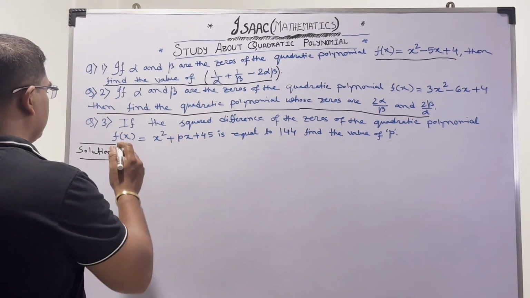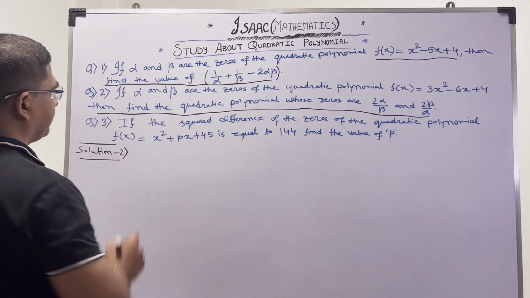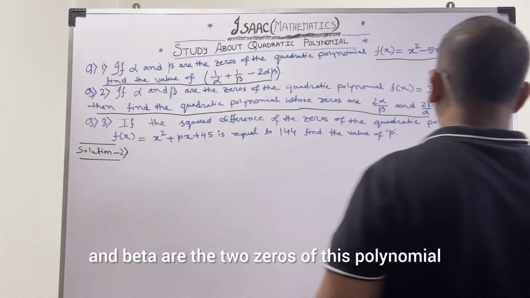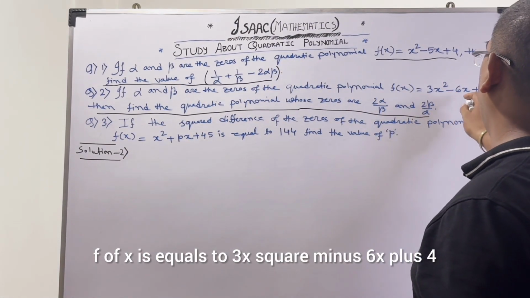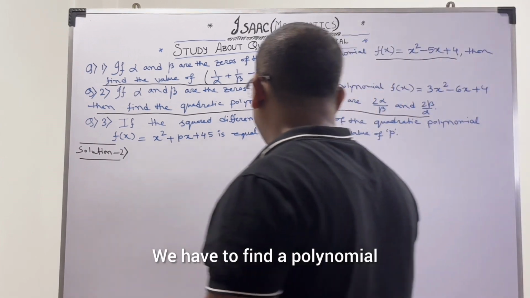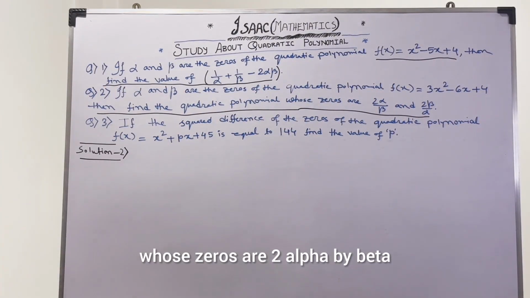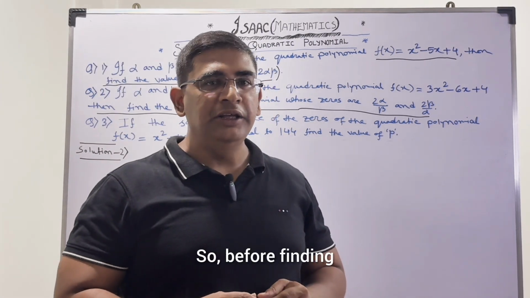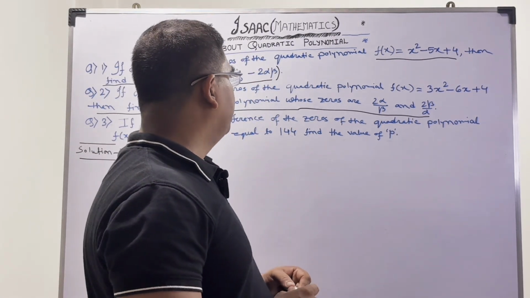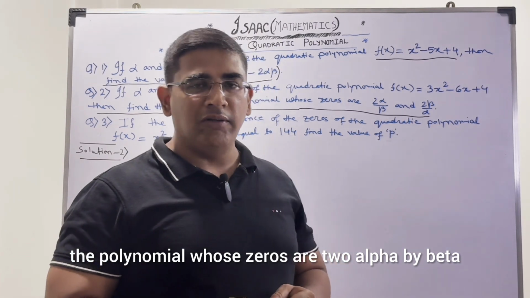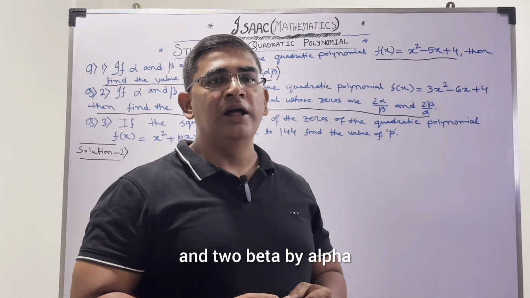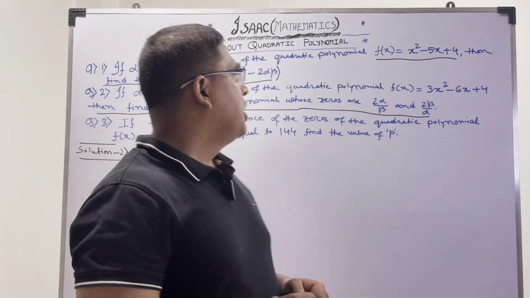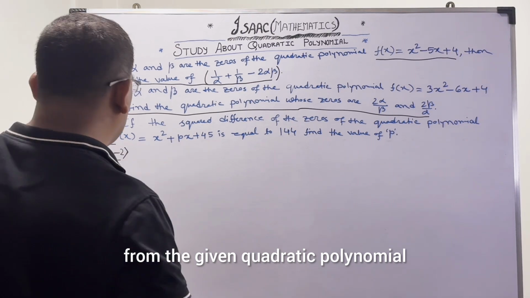In problem number 2, alpha and beta are the two zeros of this polynomial f of x equals 3x square minus 6x plus 4. We have to find a polynomial whose zeros are 2 alpha by beta and 2 beta by alpha. Okay. So before finding the polynomial whose zeros are 2 alpha by beta and 2 beta by alpha, first of all we have to find alpha plus beta and alpha into beta from the given quadratic polynomial.